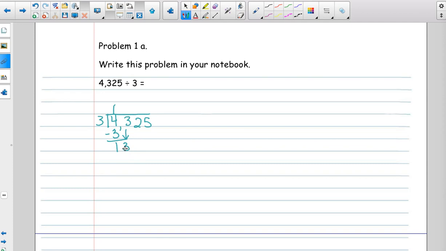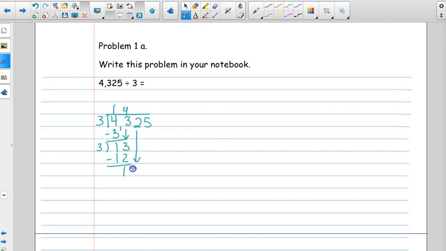13 hundreds divided by 3. If it helps you, you can do this, but you don't have to. 13 hundreds divided by 3. You can pause the video and try to solve it and then watch to see if you get it right. Goes into it 4 times. 4 times 3 is 12. We subtract because we've used it. And then we're going to bring down the 2. Make sure you're keeping things nice and lined up.